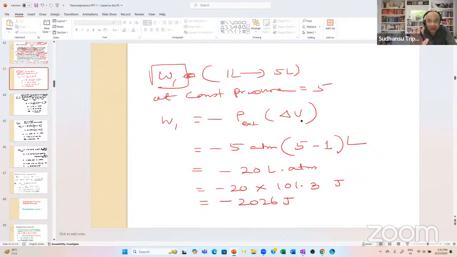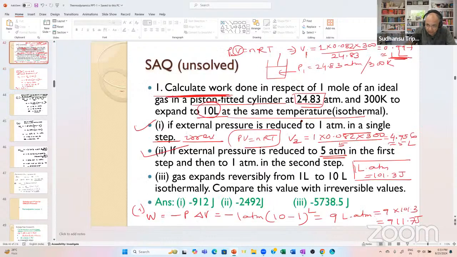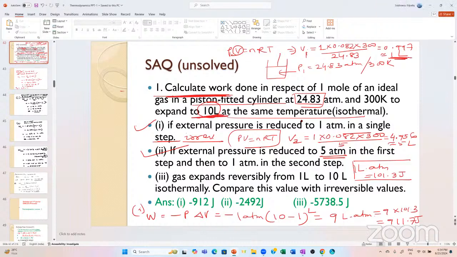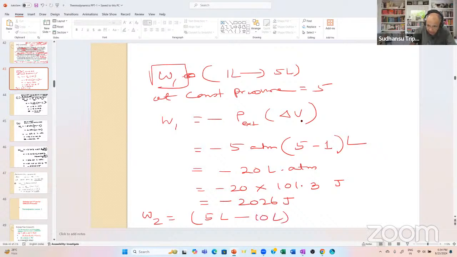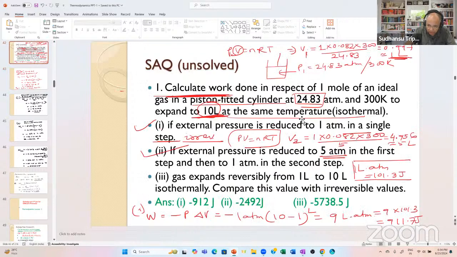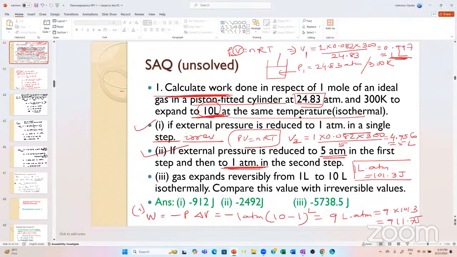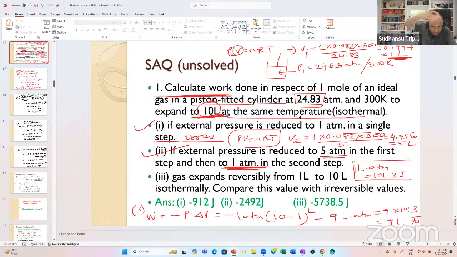Then we have not yet found out the second step. Then a 1 atmosphere load was given. The second step was from 5 liters to a final volume of 10 liters. Now tell me, what is the constant pressure under which it is expanding? It is given, 1 atm, after the 5 atmosphere load. Whatever expansion has happened, we know it has expanded from 1 liter to 5 liters, and then we remove the 5 atmosphere load and put a 1 atmosphere load.